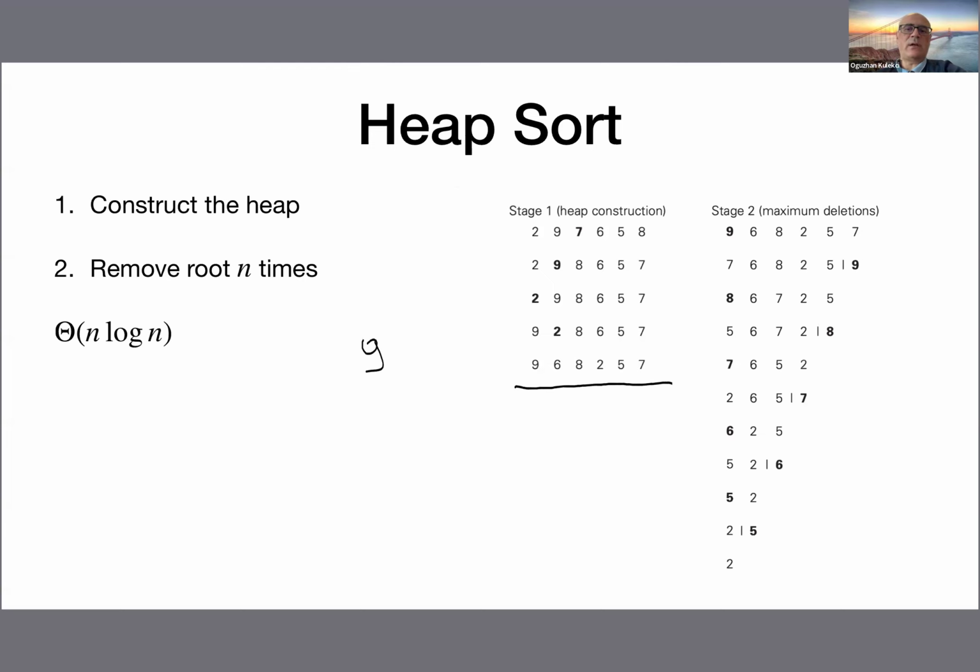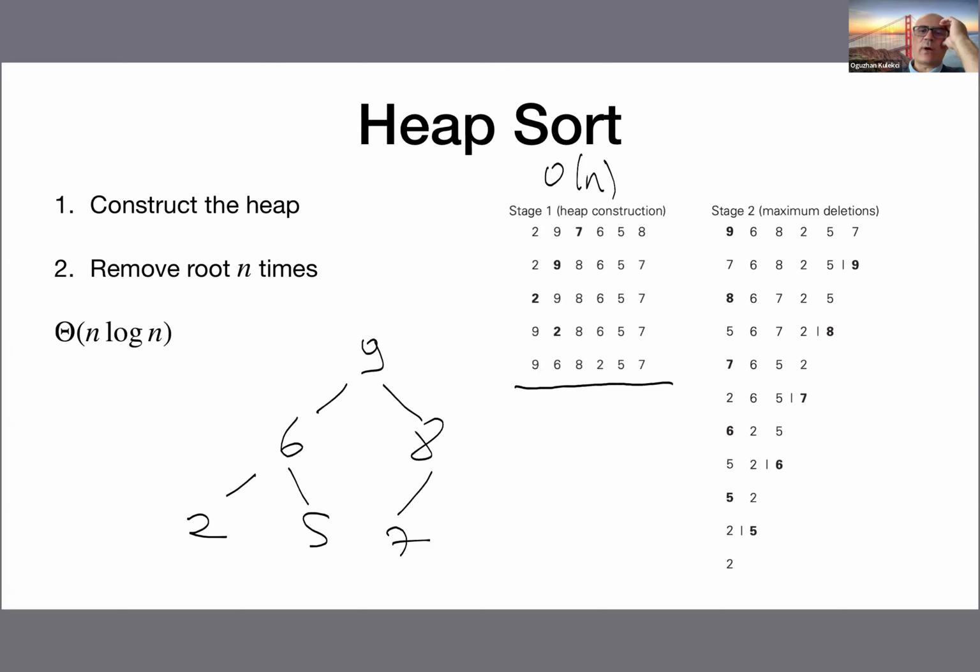Okay, so let me draw it. 9, okay, 6 and 8, and I have 2 here, I have 5 here, and I have 7 here. And I can do it in linear time. Now, what I will do is I will fetch the maximum. I know that the maximum is at the root, so I get it out. And once I get this out, I should move first 7 to here. 9 is out. So 7, 6, and 8, what should happen? So 7 will come here and 8 will come here. Okay, and now this is my new heap.